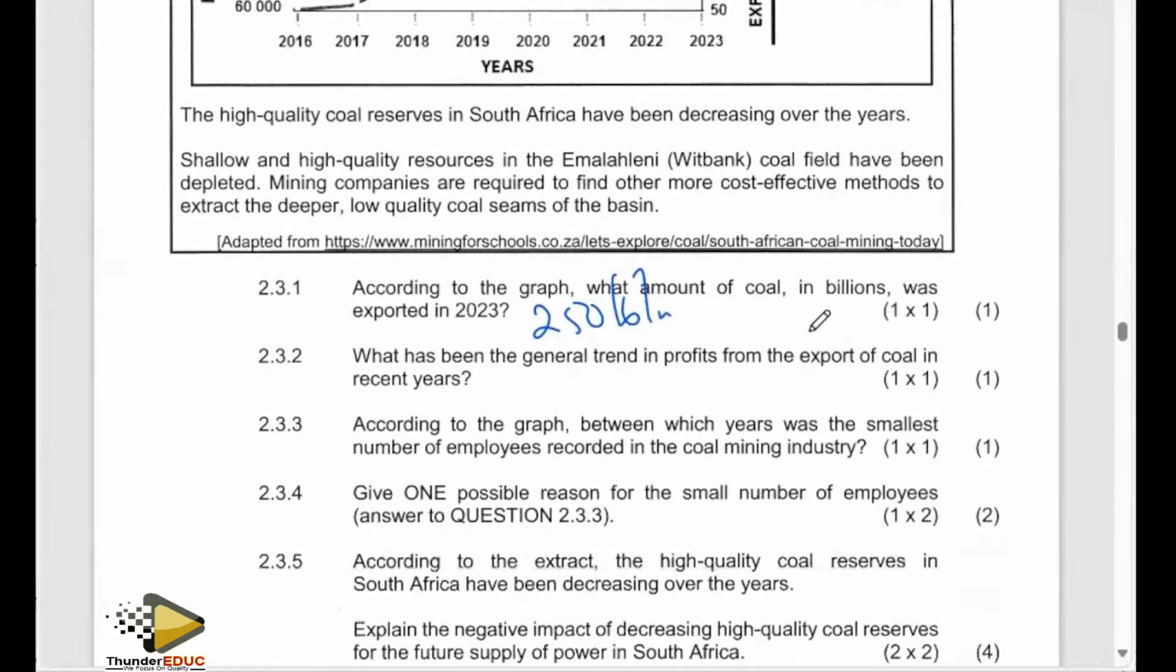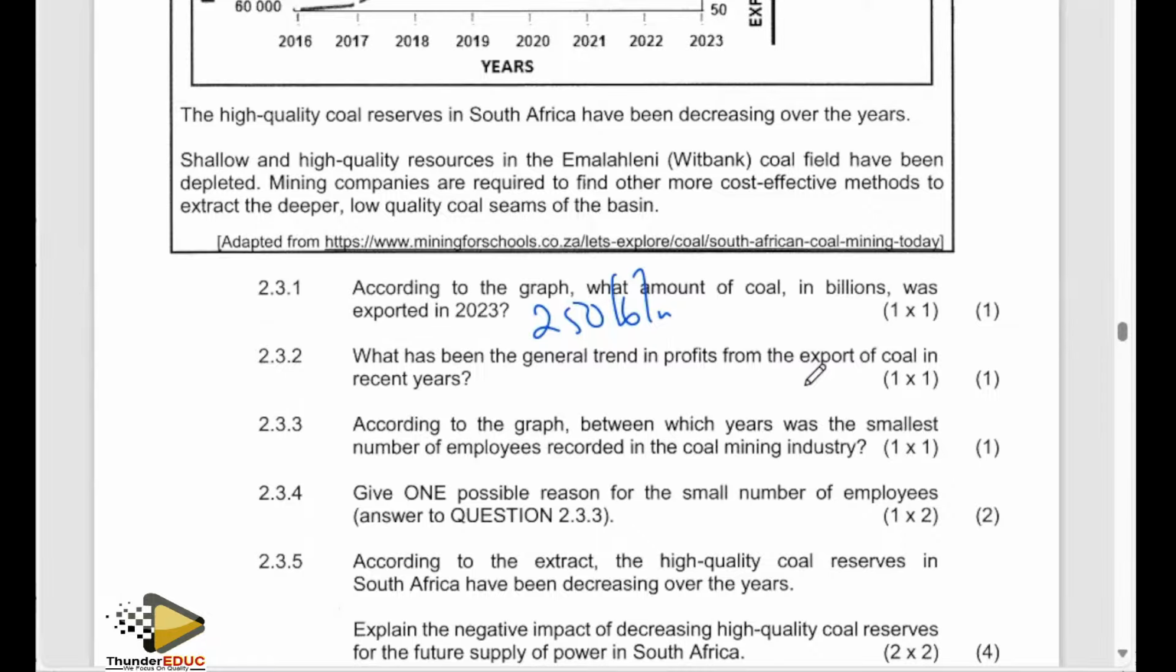Go on to the next question. What has been the general trend in profits from exports of coal in the recent years? When we're looking at a trend, we are looking at whether there was an increase or a decrease. If you want to be specific, then you describe whether it's a sharp or gradual increase, or a sharp or gradual decline. But basically a trend is either increasing or decreasing.